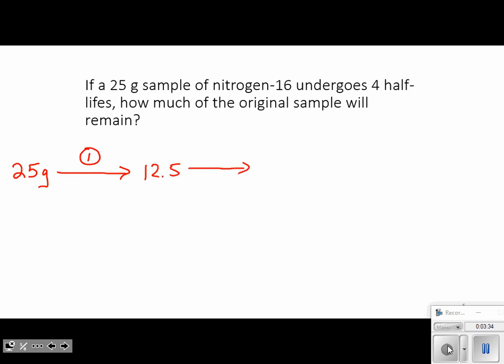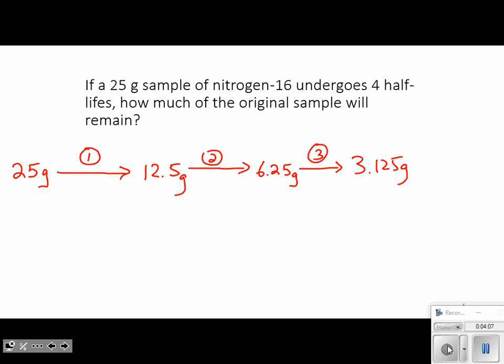If I undergo a second half-life, it's half of that, right? Half of 12.5. 6.25. The third half-life, it's getting a little bit dicier here. So that's going to be 3.125 grams, and I should be putting grams here, labeling.